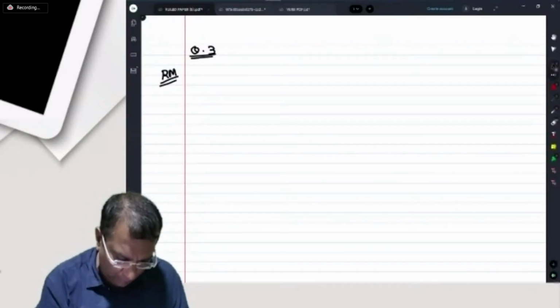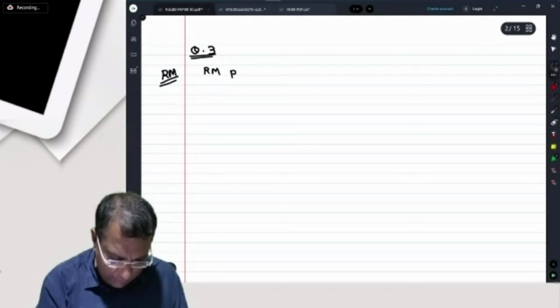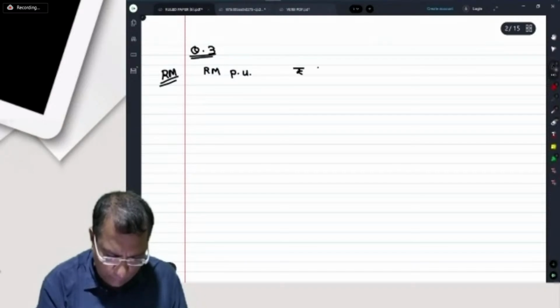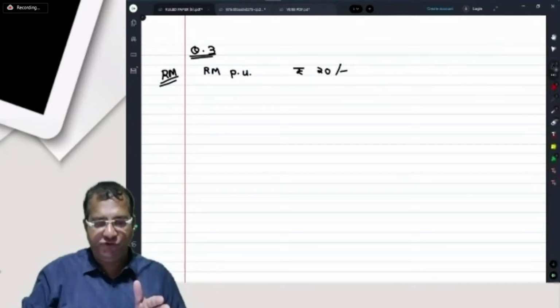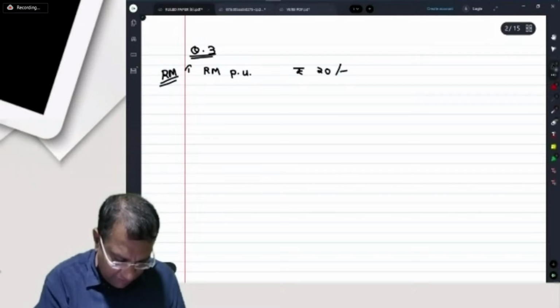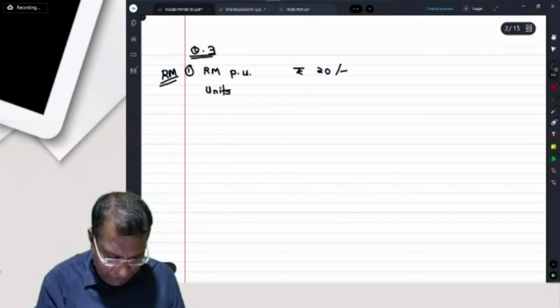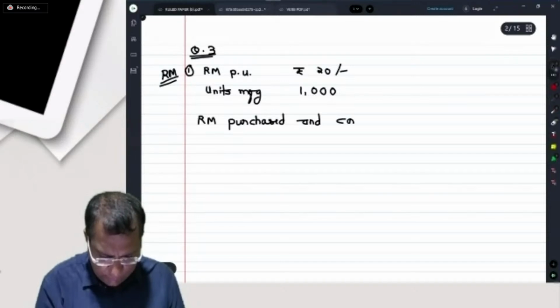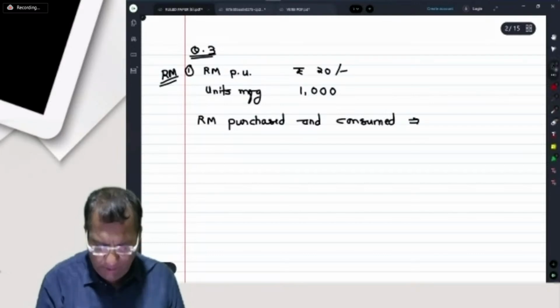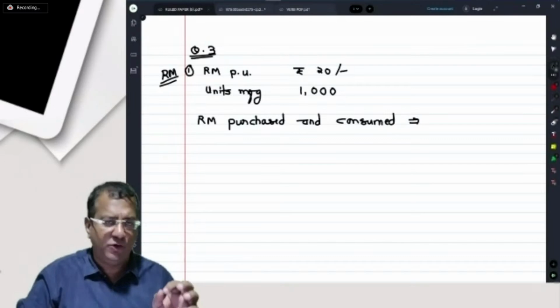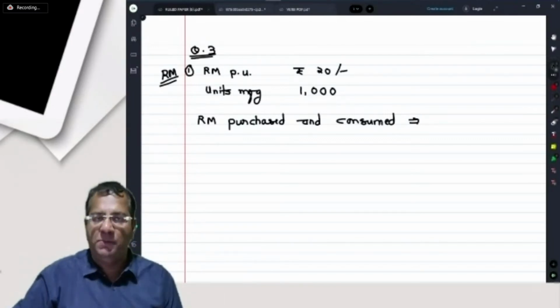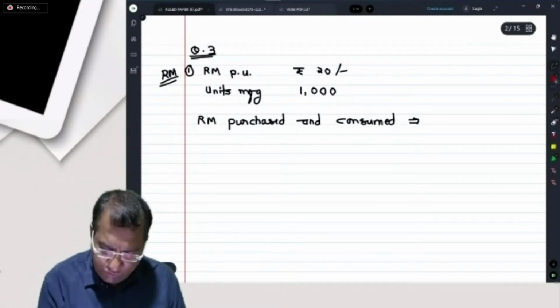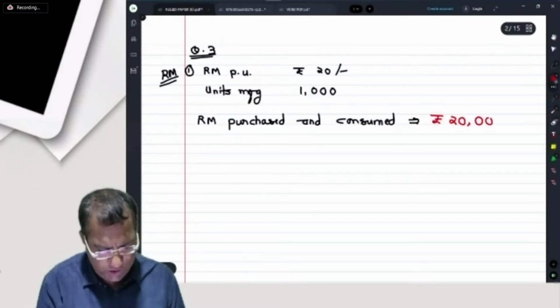Suppose it is given raw material per unit is rupee 20. Raw material consumption per unit is rupee 20. Situation number one. Units manufactured 1000. Tell me the raw material purchased and consumed. कितने रुपए का रॉ मटेरियल ऑर्गेनाइजेशन ने परचेज और कंज्यूम किया? It's very easy. I am starting from scratch. That's why I have selected this very basic question. Raw material per unit is rupee 20. Units manufactured are 1000. So the answer is very simple. It's rupee 20,000. I think there is no issue in this particular question.